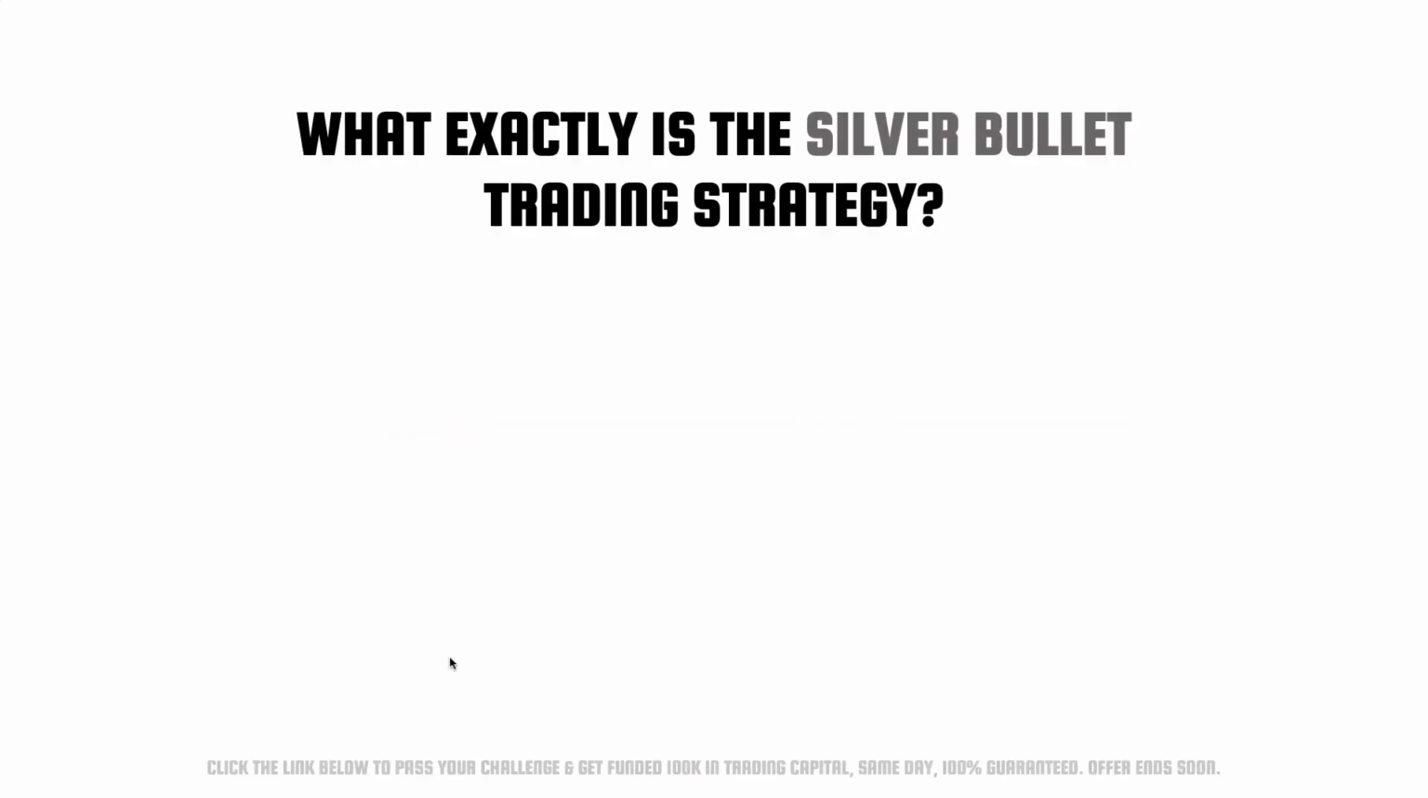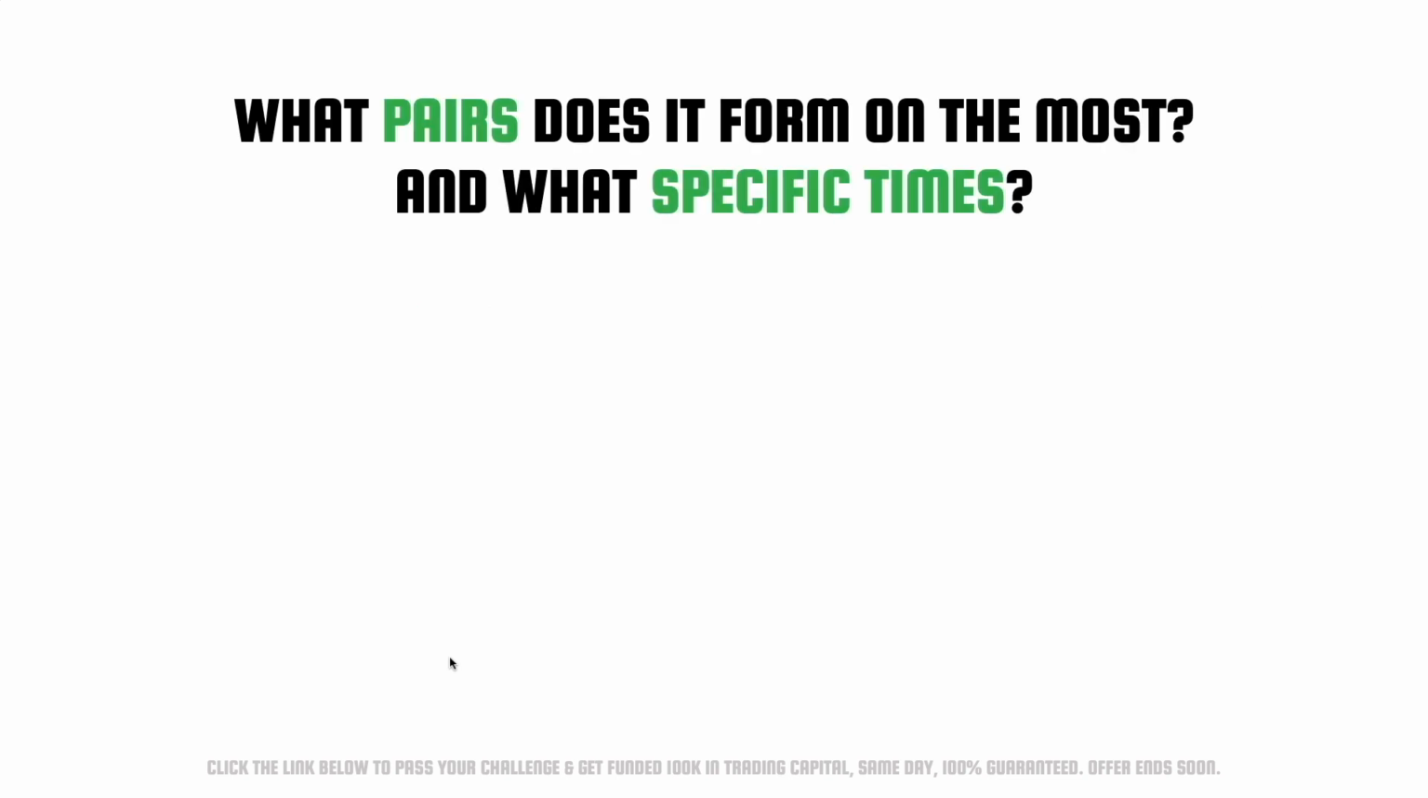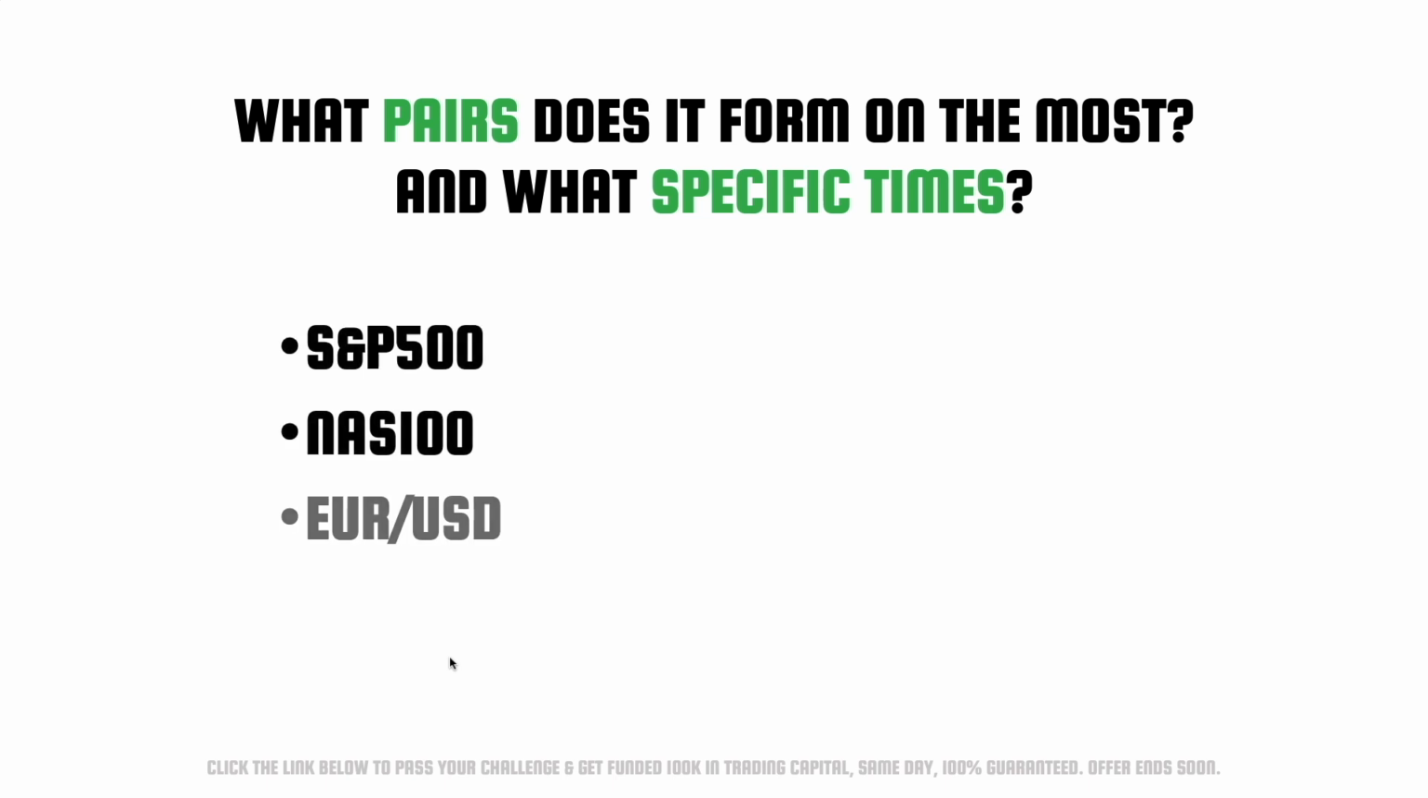So, first things first, what exactly is the silver bullet trading strategy? The ICT silver bullet strategy is a time-based trading model that works best with specific forex pairs and focuses on high probability trade setups. The strategy works best with fair value gaps, liquidity sweeps, and market structure shifts. What pairs does it perform on the most and at what specific times? The highest probability pairs from my own backtesting are the S&P 500, NAS 100, Euro USD, and GBP USD.